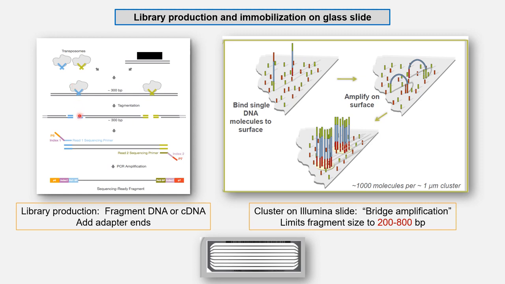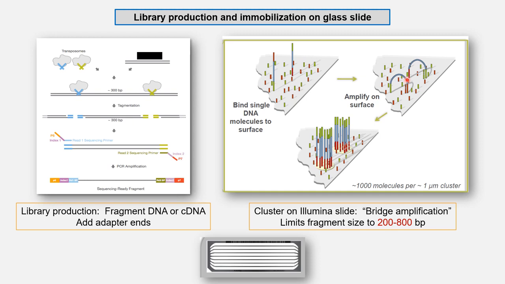The end result is a library in which the DNA fragments have ends that are complementary to capture oligos, which are seated in lanes on a glass slide. Single-stranded library fragments are flowed onto the slide at low concentration, and the fragments are captured. The fragments are surrounded by thousands of unbound capture oligos, and the unbound end of the fragment will find its complement, forming a bridge. The second oligo serves as a primer to replicate the second strand.